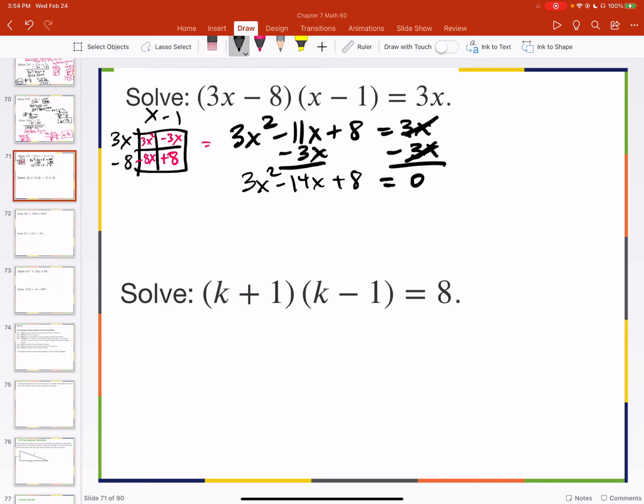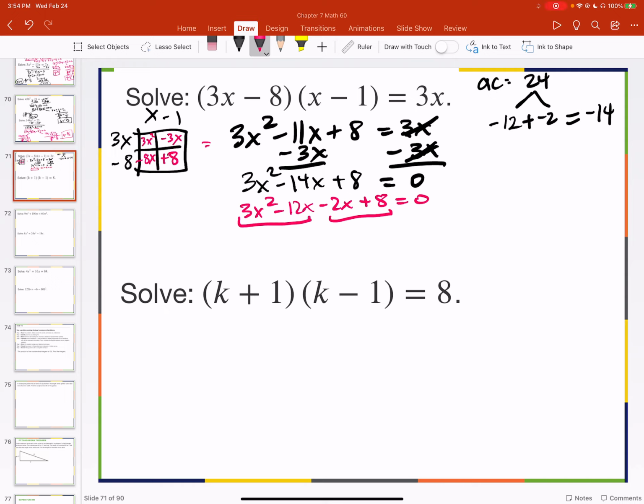Okay, fine. Now we can use the AC method. So then this becomes 3 times 8 is 24. What are the factors of 24 that add up to negative 14? Okay, well, since it's positive 24, that tells you that they're both negative. So negative 12 and negative 2 multiply to become positive 24 and yet combine to become negative 14. So we're going to do factor by grouping. So 3x squared minus 12x minus 2x plus 8 equal to 0.